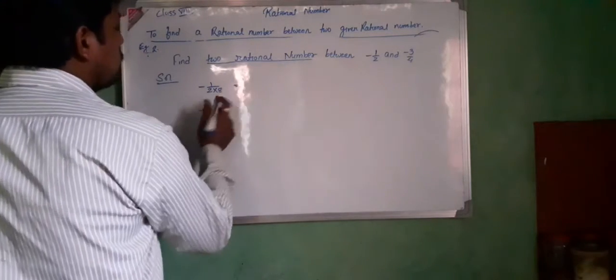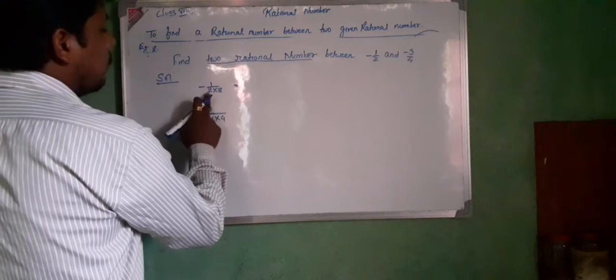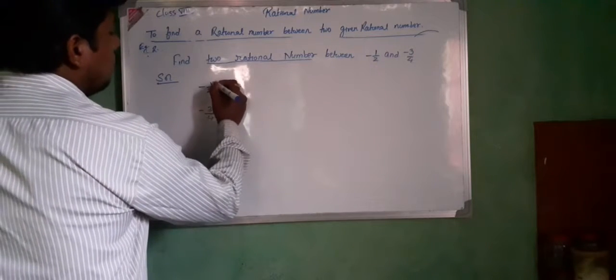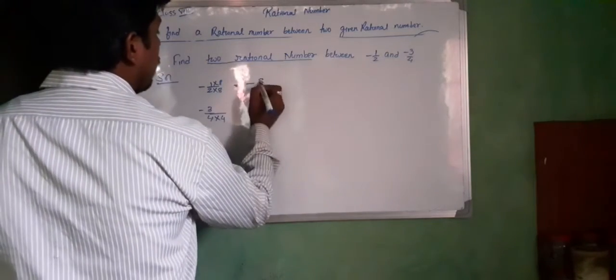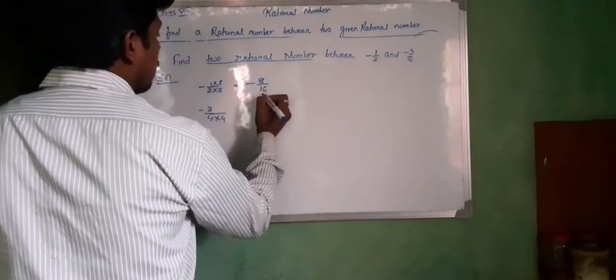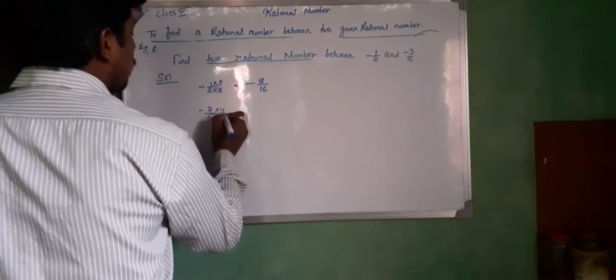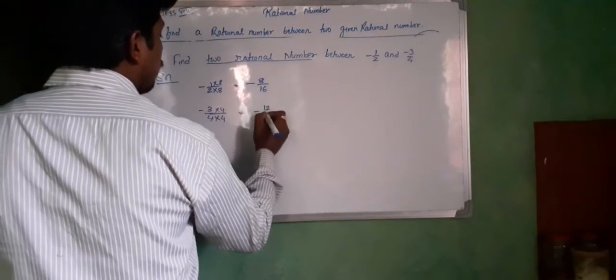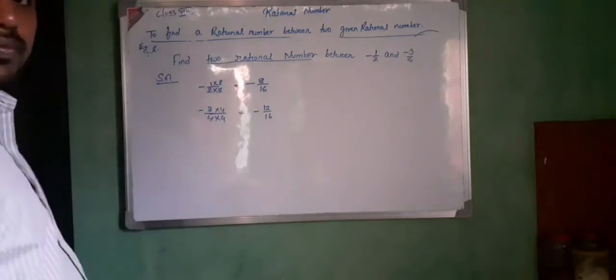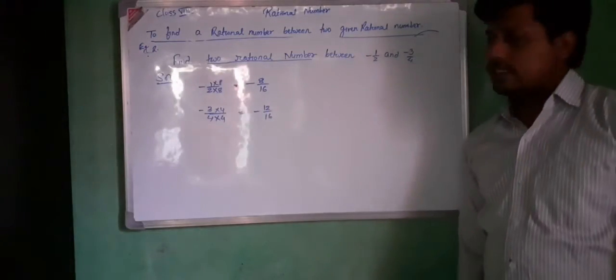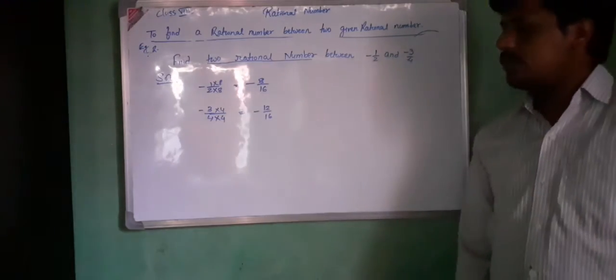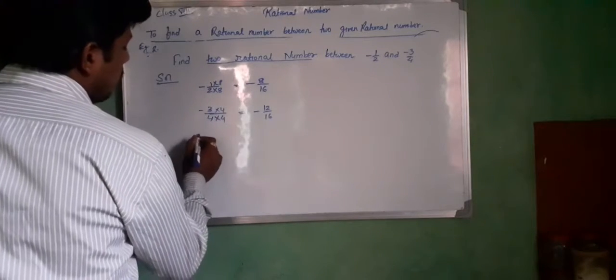So here what you have to do, if I am multiplying by 8 in the denominator, the numerator should also be multiplied by 8. So minus 1 into 8 is minus 8, 2 into 8 is 16. Similarly here, the numerator also by 4: 3 4s are 12, 4 4s are 16. So we got 8 by 16 and 12 by 16. What will we see? Denominators are the same.